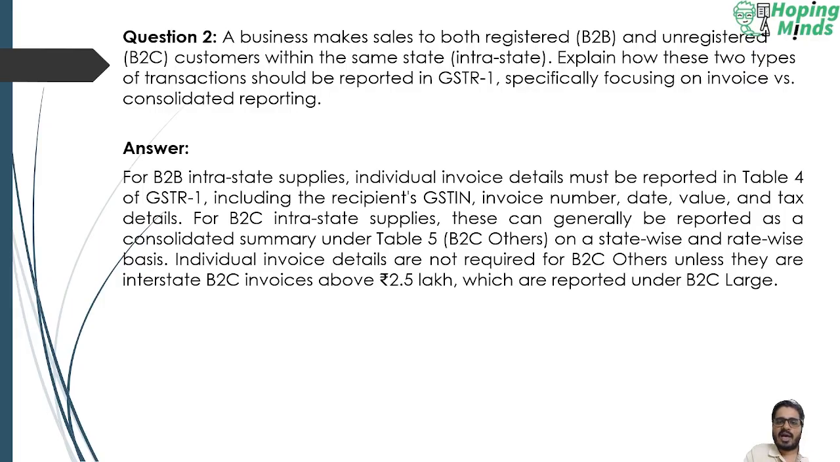Individual invoice details are not required for B2C others unless they are interstate B2C invoices above rupees 2.5 lakhs. This limit of 2.5 lakhs has been reduced to 1 lakh. So, wherever we find this 2.5 lakh, read it as 1 lakh, which are reported under B2C large invoices. So, in this example or in this question, the sales made to B2B customers has to be reported in table 4 and the B2C supplies to be reported in table 5 B2C others.